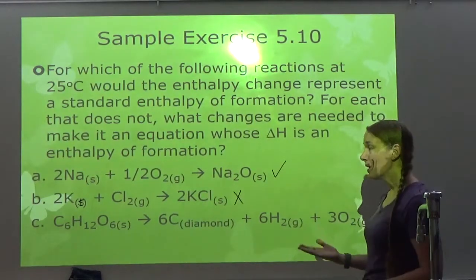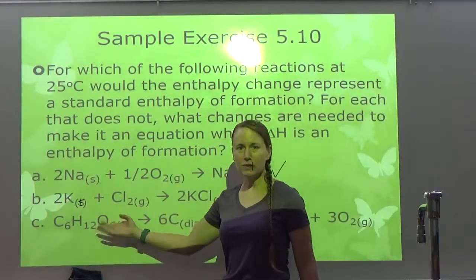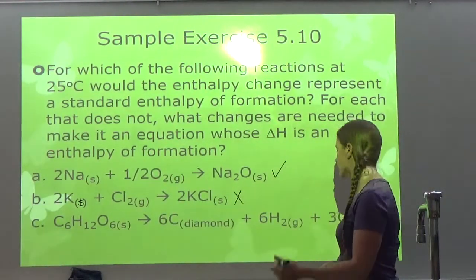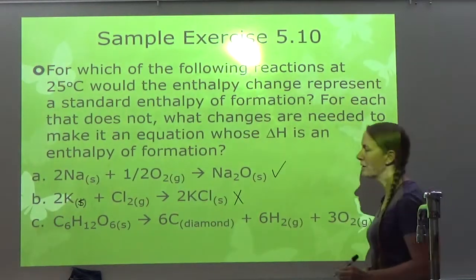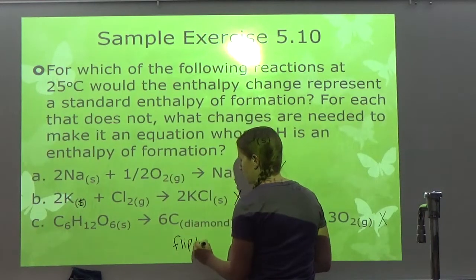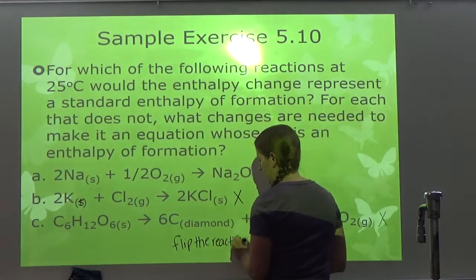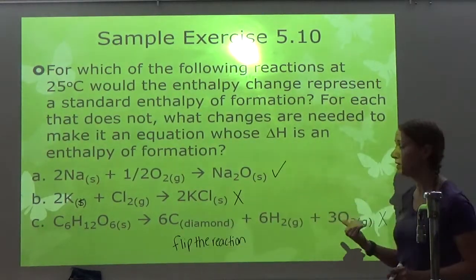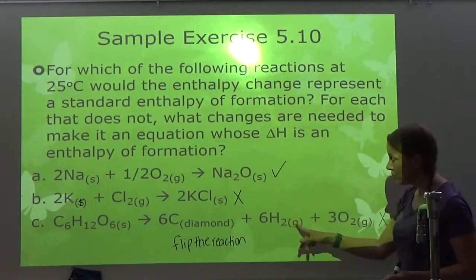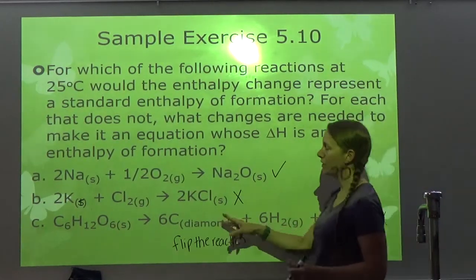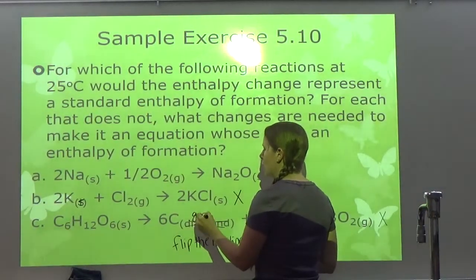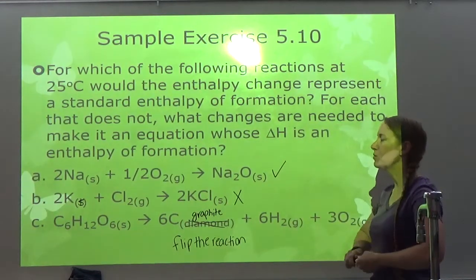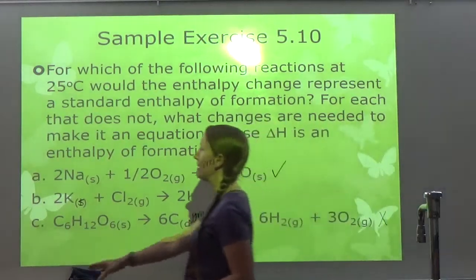Alright, part C, we're starting with a compound. Remember, for standard heat of formation, we need elements making a compound. So for part C, this would not be a standard heat of formation because I would need to flip the reaction. I need the carbon, the hydrogen, and the oxygen on the reactant side going to make the glucose. H2 is normally a gas, O2 is normally a gas. The only other thing that you would probably want to change is that carbon normally is in graphite form. So that might be something else you would want to change about this one, but you would definitely need to flip the reaction to get that one to be a standard enthalpy reaction.